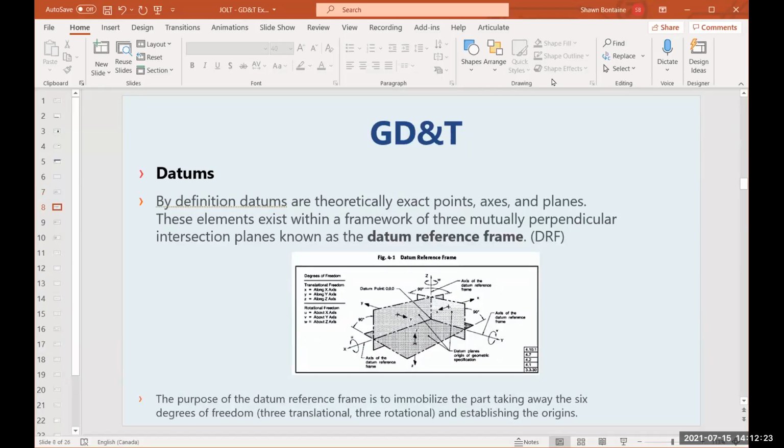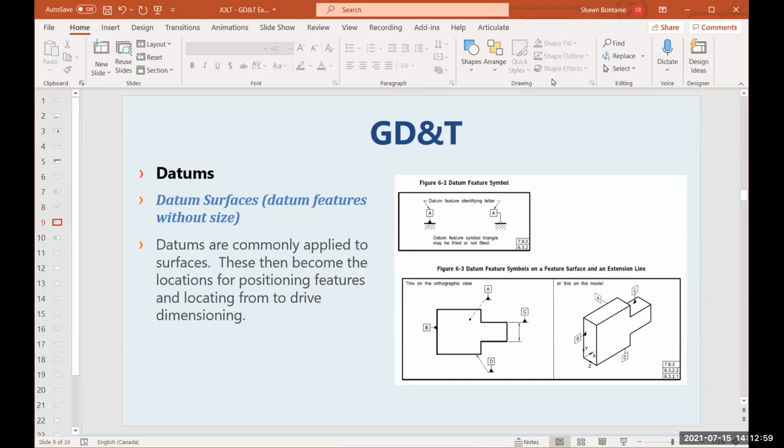Now, one thing that we're going to talk about right near the beginning here is the whole concept of datums. By definition, datums are theoretical exact points, axes, and planes. These elements exist within a framework of three mutually perpendicular intersecting planes known as the datum reference frame. The purpose of the datum reference frame is to immobilize the part, taking away the 6 degrees of freedom, the 3 translational and 3 rotational, and establishing the actual origins. Datums can be applied to surfaces and to features of size.